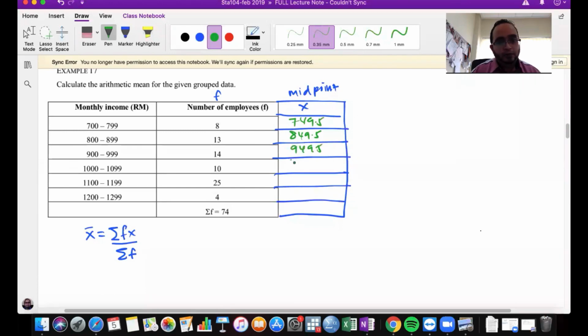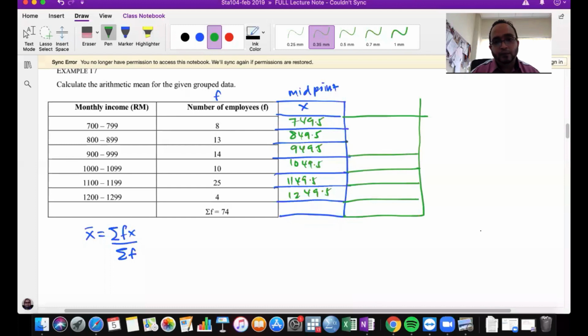949.5, 1049.5, 1149.5, 1249.5. Then the requirement for the formula is to multiply f and x. So you need to create another column, which is f multiplied with x, right? So this is fx. So for fx, you need to multiply f, this value, and this value for each row.